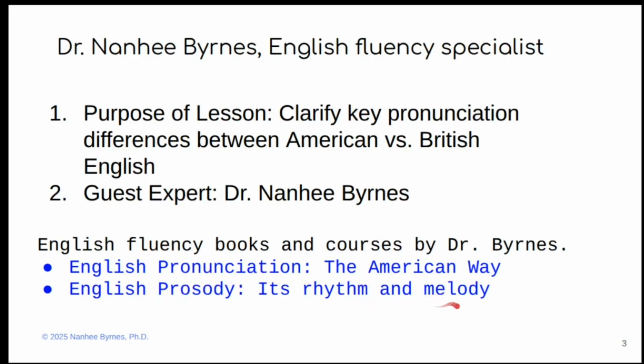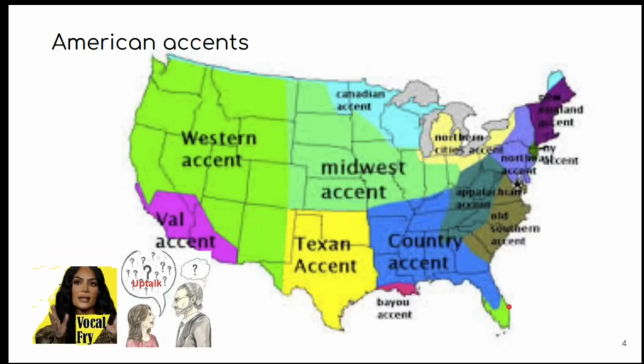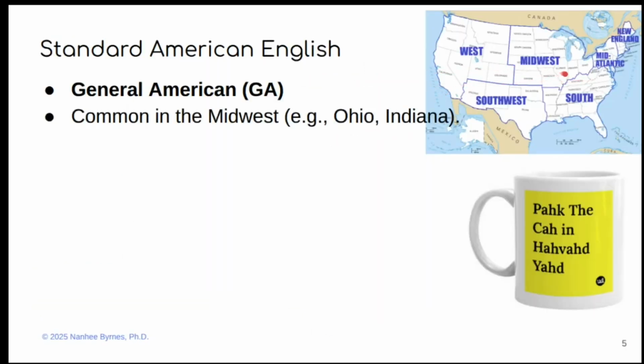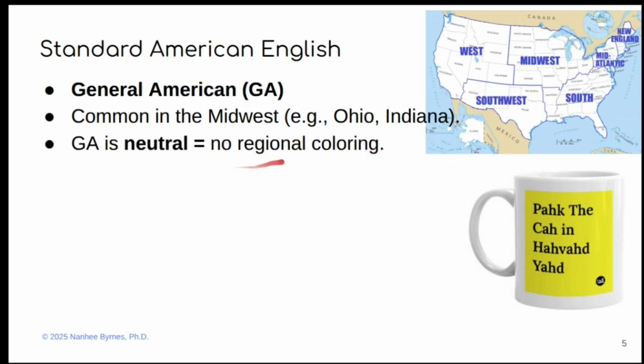That's a great starting point. In America, there are many regional accents: Boston, New York, the South, California, and more. But when linguists talk about standard American English, they're usually referring to the Midwestern accent, especially from places like Ohio and Indiana. We call this General American, or GA. And the reason it's considered standard is because it doesn't carry strong regional coloring.